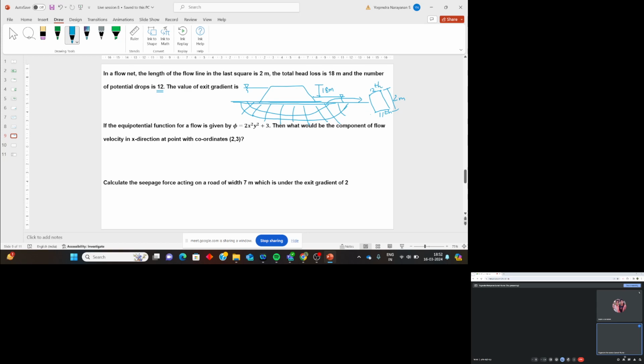Now the total head loss is 18. So per drop, how much is the head loss? 18 by 12. Sir, why 18 by 12? The total head loss is 18. Yes, sir. That is divided into 12.